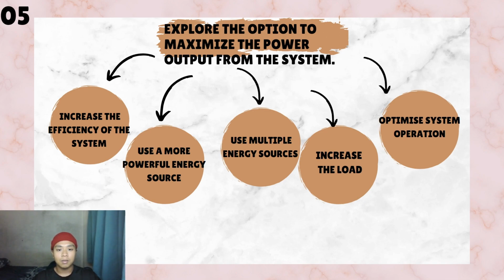Last but not least, optimizing the operation of the system can also increase the power output. This could involve adjusting the operating conditions, for example temperature and pressure, or implementing more effective control strategies to better match the output of the system to the demand. So, Brother Hidayat will continue with the conclusion and the result.